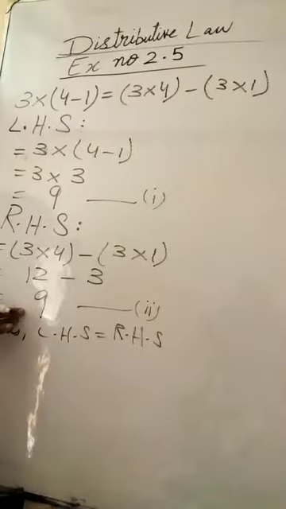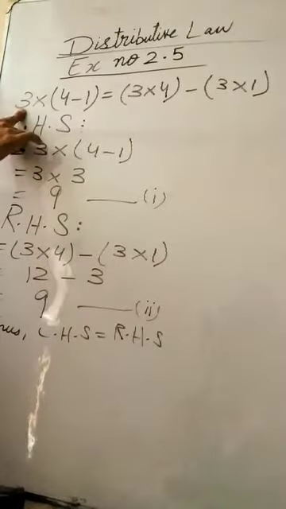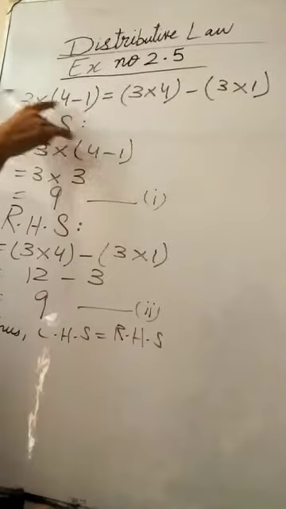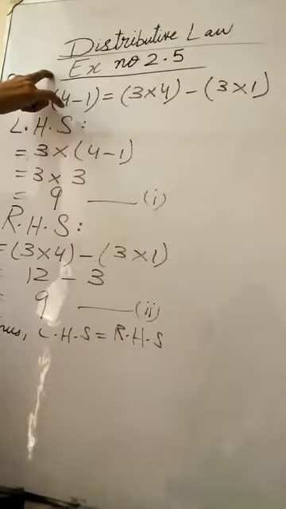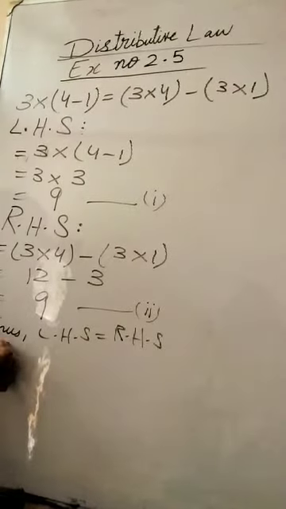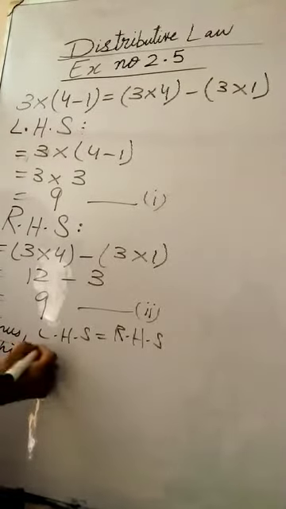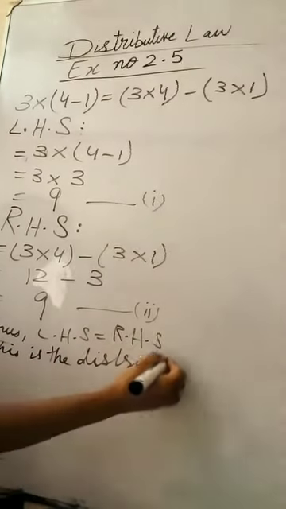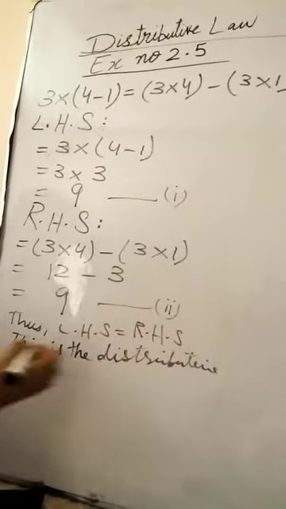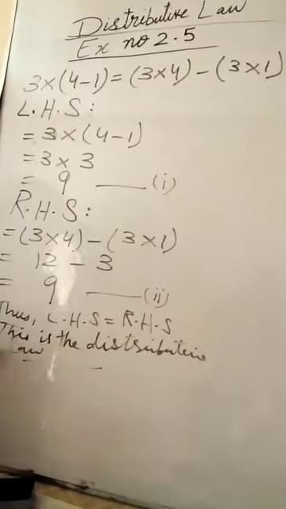But how to identify? See, when we have more than two values with different signs, the law is called distributive law. Write down the last line: this is the distributive law. Distributive law. Draw the ending line.